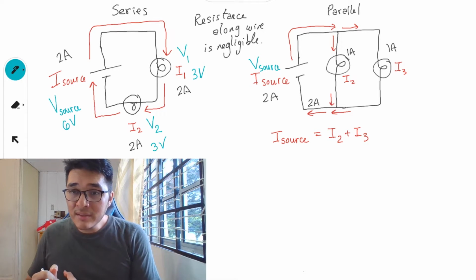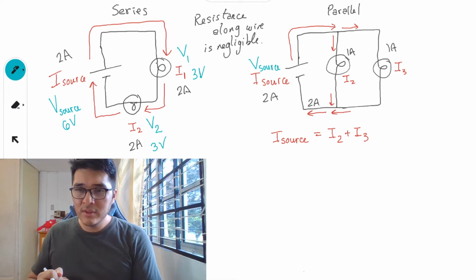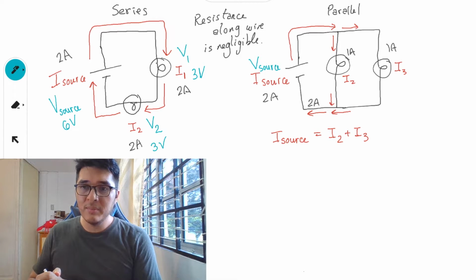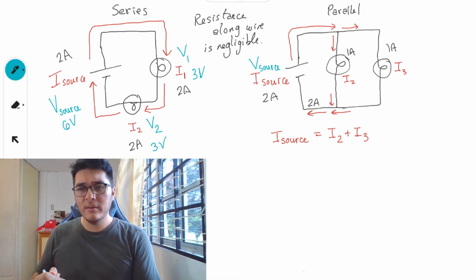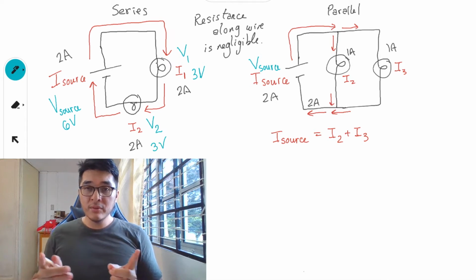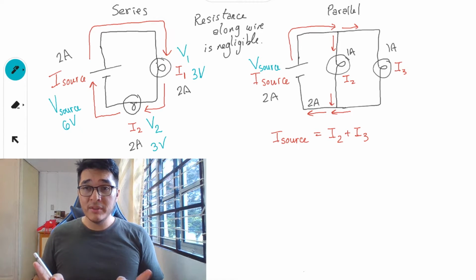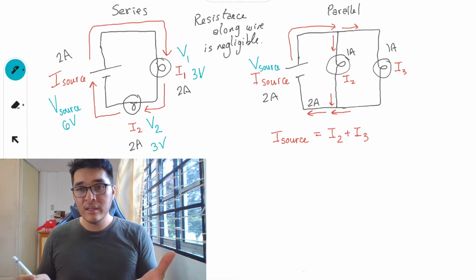Yep. Chun Yu asked us a question. Does voltage split on the wire or just the bulbs? We assume that the resistance along the wire is 0, so none of the energy gets absorbed by the wire. All of the energy gets absorbed by the light bulb.